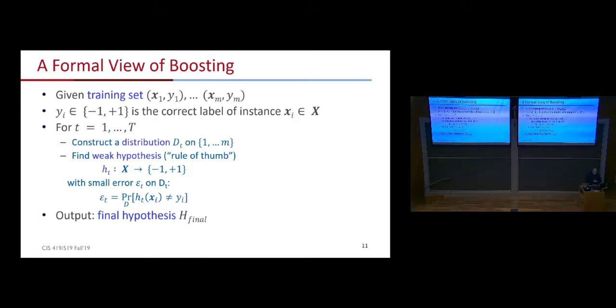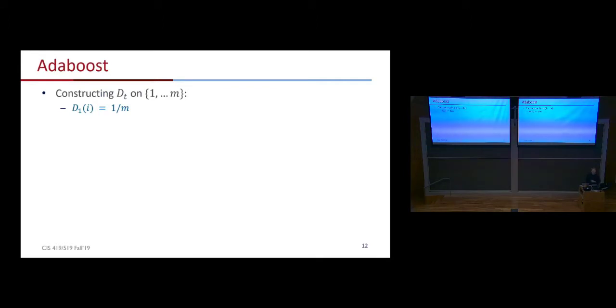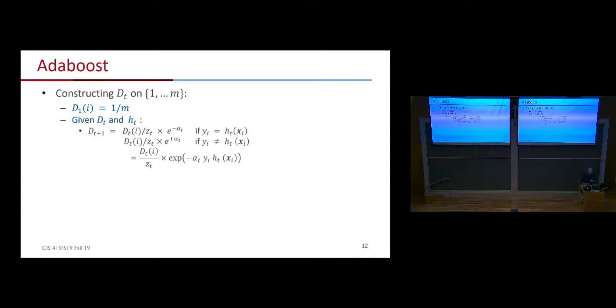Okay. So how do we construct the distribution? We're going to start with the uniform distribution. So we have M examples. D1 of i is going to be 1 over M. And then we're going to change the distribution, and we're going to define D t plus 1 to be D t divided by Z t, some constant that we're going to define soon, times e to the minus alpha t, or times e to the plus alpha t. Again, alpha t is a constant that we're going to define in a second.